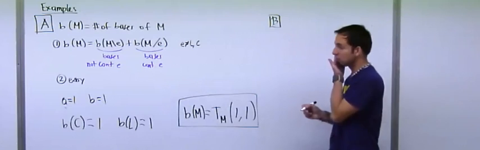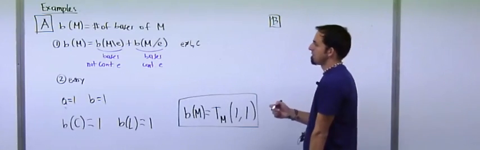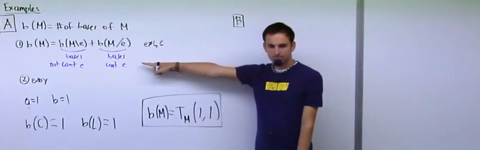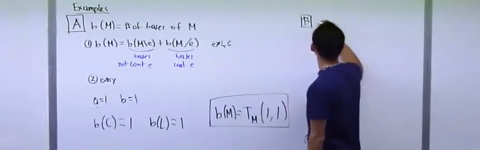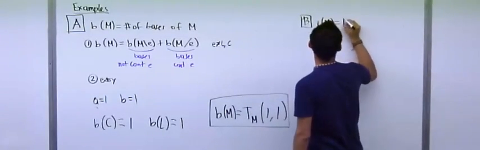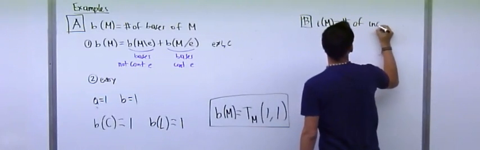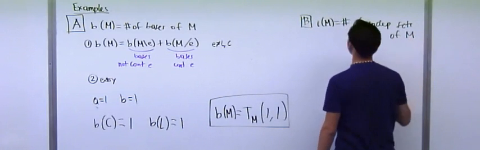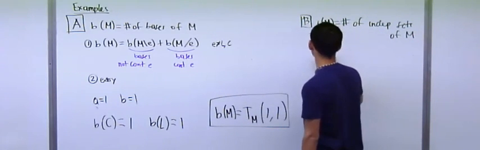So that's my first example. This exact same analysis works for independent sets. Number of independent sets of M.